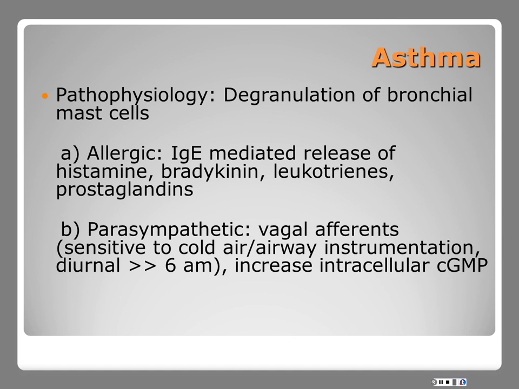The pathophysiology of asthma is the degranulation of bronchial mast cells. It could be A, allergic, IgE-mediated release of histamine, bradykinin, and leukotrienes and prostaglandins, or B, it could be parasympathetically induced with vagal efferents, which are also very sensitive to cold air and airway instrumentation. That's what we do all the time.